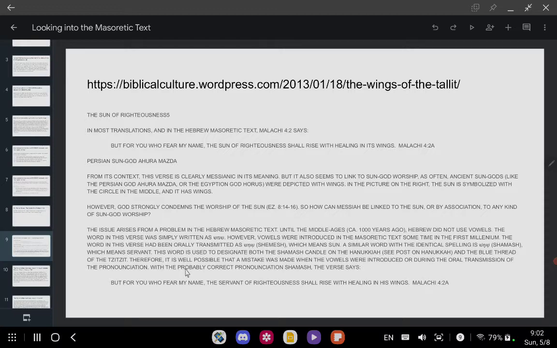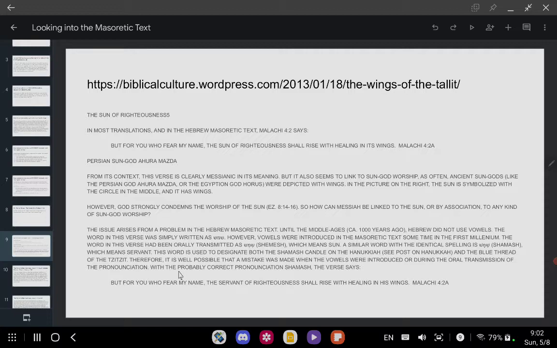A similar word with the identical spelling is shamash, which means servant. This word is used to designate the shamash candle of the Hanukkah. The reason it's called the shamash candle is that it's the servant candle. It's the one that you use to light the other candles, so it's spreading its light during the festival of light. And there are so many parallels with Jesus, Yeshua.